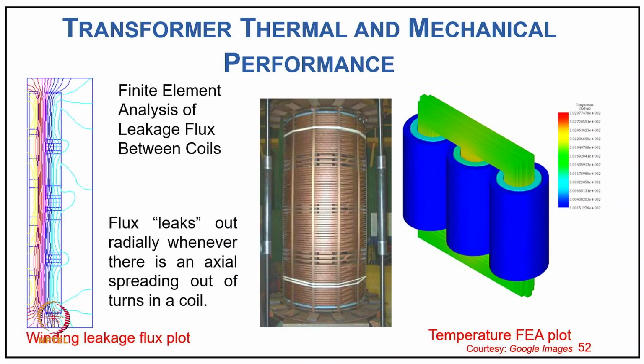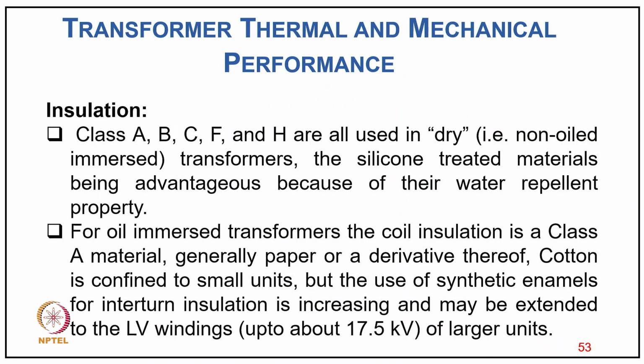And then you can see, if we do the finite element analysis of the leakage flux between the coils, how it looks, and how flux leaks out radially, whether there is an axial spreading out of turns in a coil. So you can see the winding leakage flux plot. And then the thermal FE plot, where the red is the higher temperature and blue the lowest temperature, showing the temperature distribution in the transformer, in the core as well as in the winding. So now coming to the insulation.